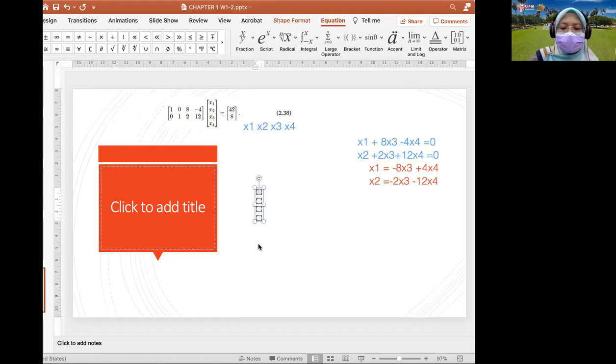Then we can get minus 8x3 plus 4x4, and here is minus 2x3 minus 12x4. Here is x3 and here is x4.